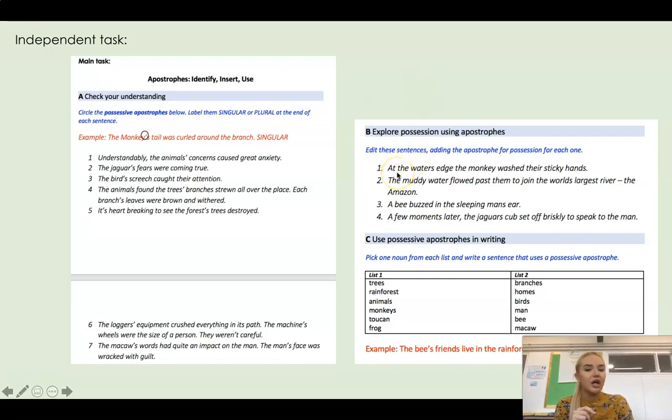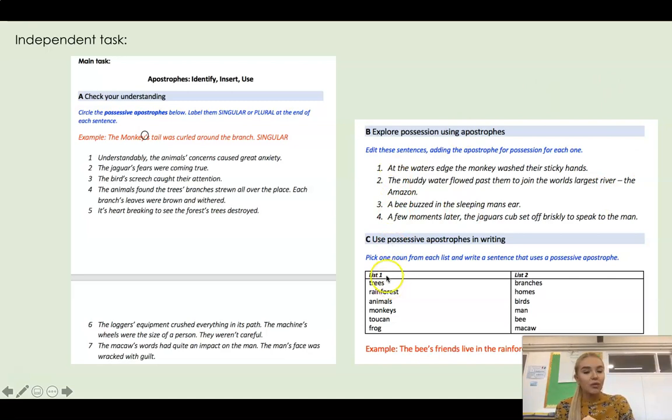Then you've got to have a go at editing. So you've got to read sentences 1, 2, 3, and 4. Figure out what noun needs the apostrophe for possession, thinking about the fact that the noun must end in S. So which noun ends in S? So is it going to be just, for example, waters? Is it going to be the water's edge? Is it just one water or lots of water? Okay, and then keep reading that.